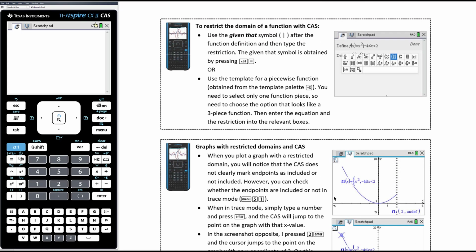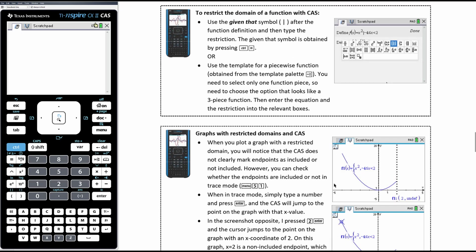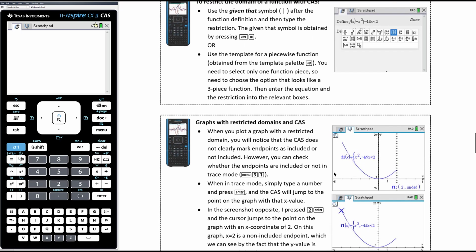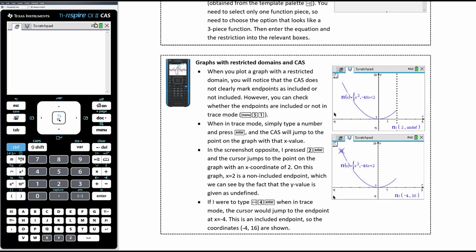I'm not going to go through that, A, because this video is getting quite long already, and B, because I would use the given that when I want to restrict the domain when I'm solving a function. We'll talk about that in specific cases where that comes up, particularly in the circular functions. But I would never define a function with a restricted domain in my CAS, and I would never sketch a graph with a restricted domain in my CAS. I would just sketch the full function, define the full function, and just simply interpret based on the domain.